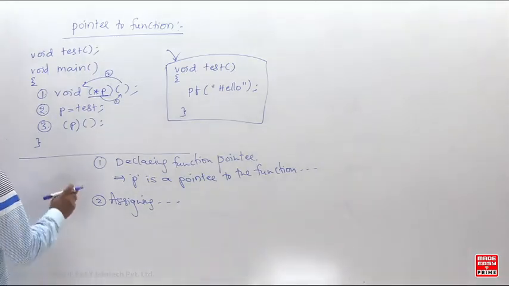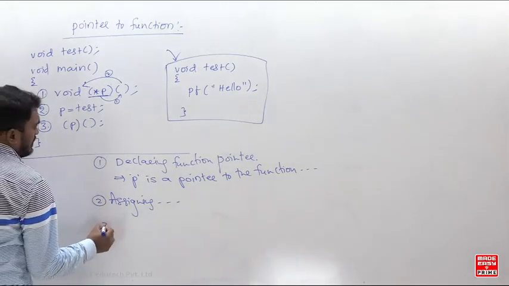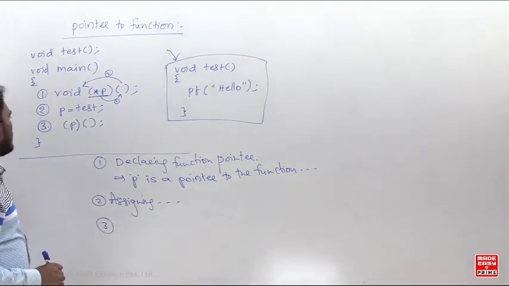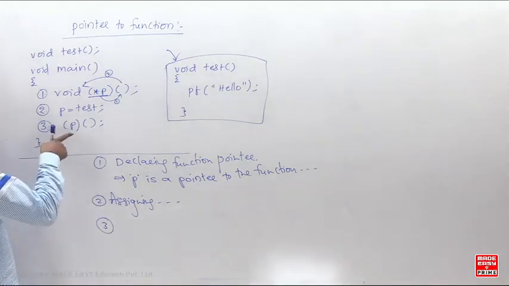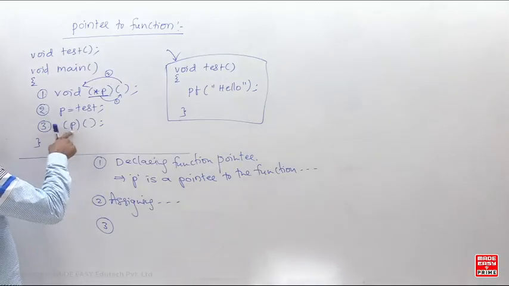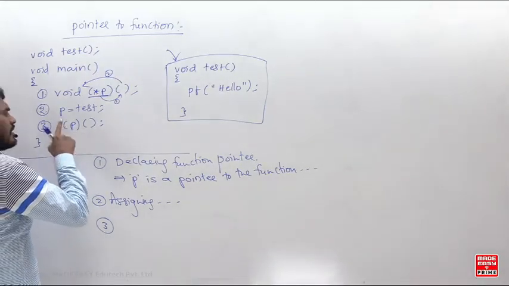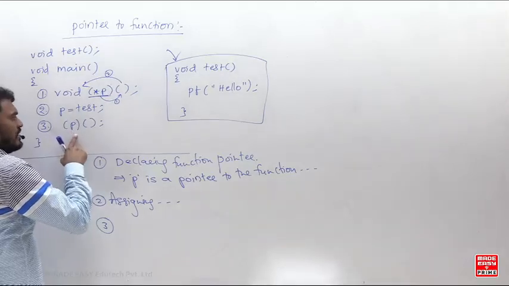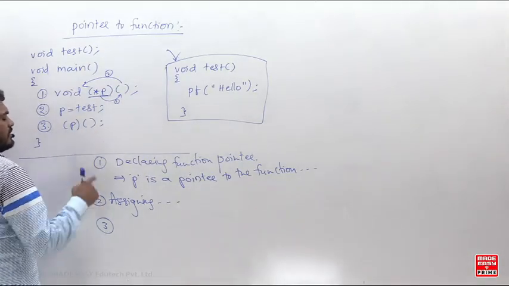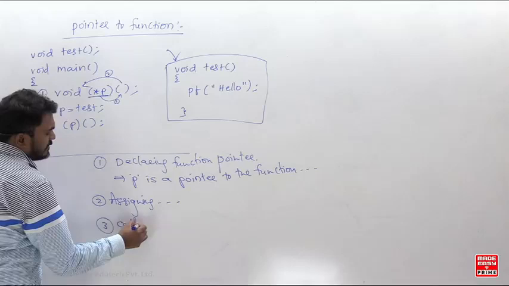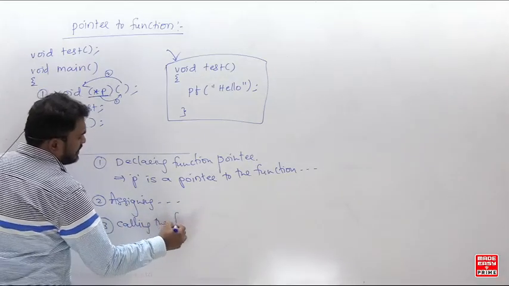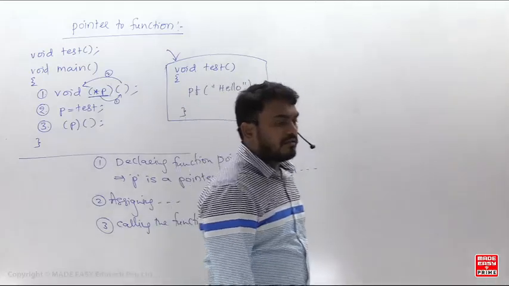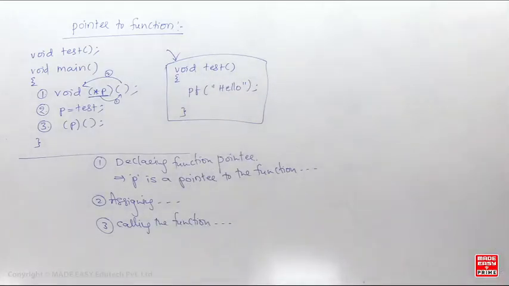Now the third point. What is the meaning of this third statement? Listen carefully. If you write like this, this is called calling the function through pointer variable P. No doubt. So what is this called? Calling the function through pointer variable P.